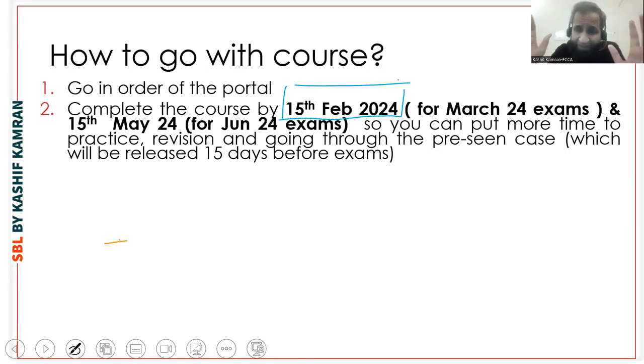You have 2 months to finish off the syllabus for March 24 exams. And 15th of May, if you're preparing for June 24 exams. So please mark your calendars. Please mark your calendars, right? 15th of Feb for March students and 15th of May for June students. 100% course completed. All syllabus areas. So you can put more time on the pre-seen, mock, and the practice of the past papers.